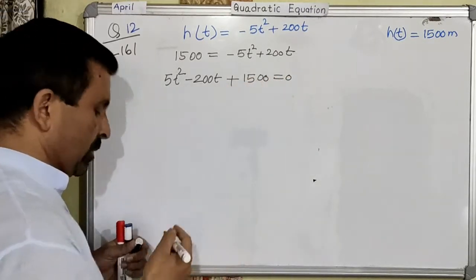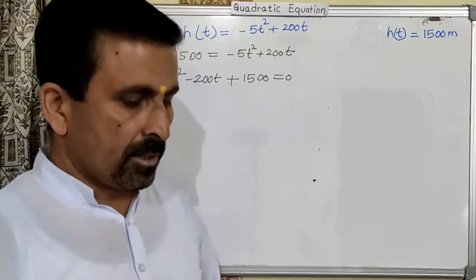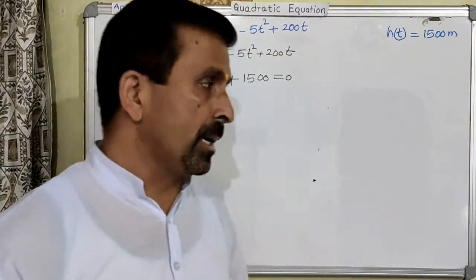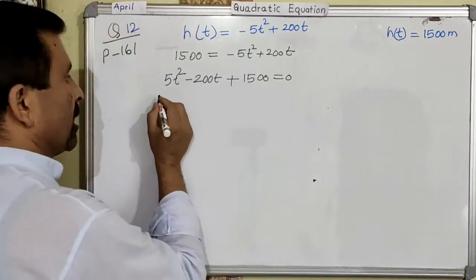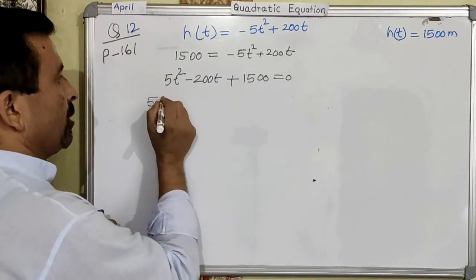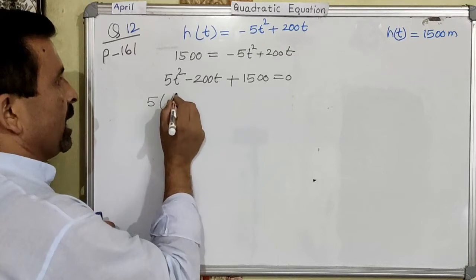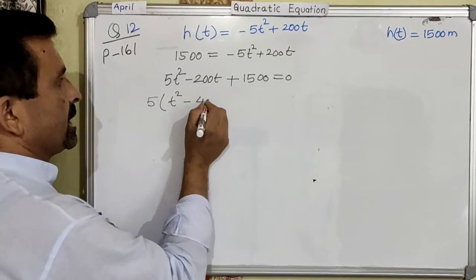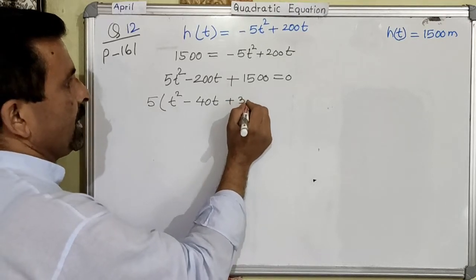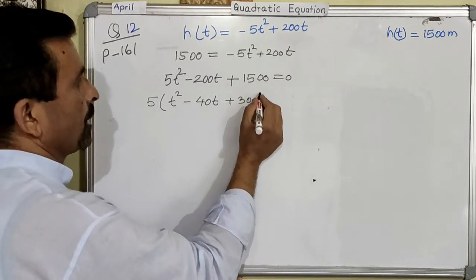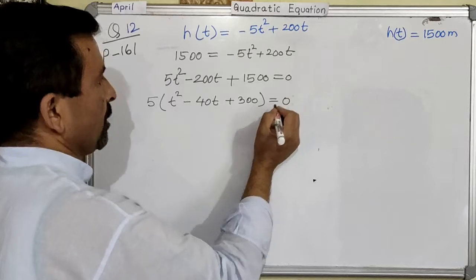Now this is your quadratic equation, where once again we have a common divisor of all three terms. So we will reduce this function. We take the common factor 5 out, and from here you will get t square, from here you will get 40t, right? And from here you will get 300 is equal to 0.